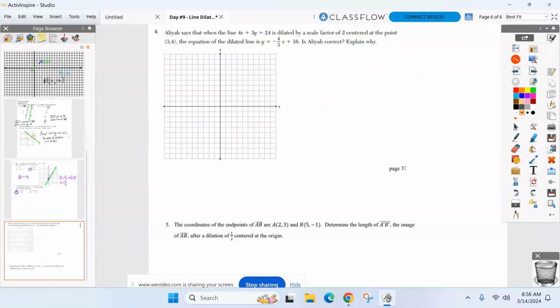All right, what do we got? We got 2 more. Oh, we had 1 more left. All right. You guys can go ahead in your groups or by yourself. See if Aaliyah here is right or not. She's going to take that line, dilate it by 2 around (3, 4), and she says, there's my new line. Is she correct or not? Go ahead, figure it out.